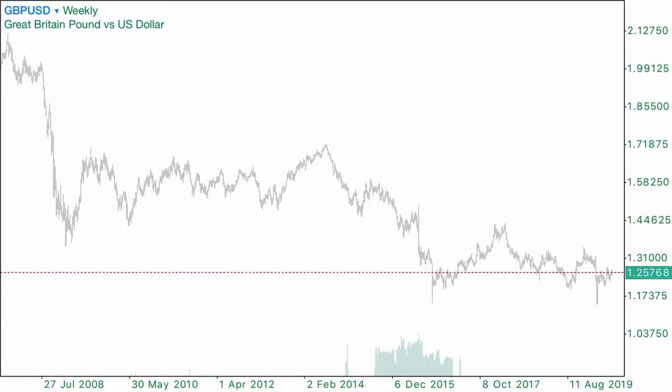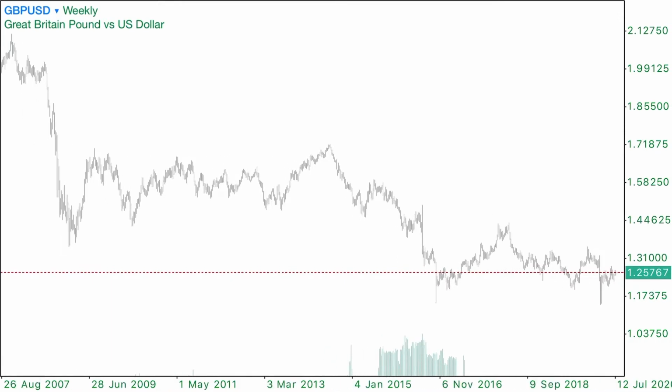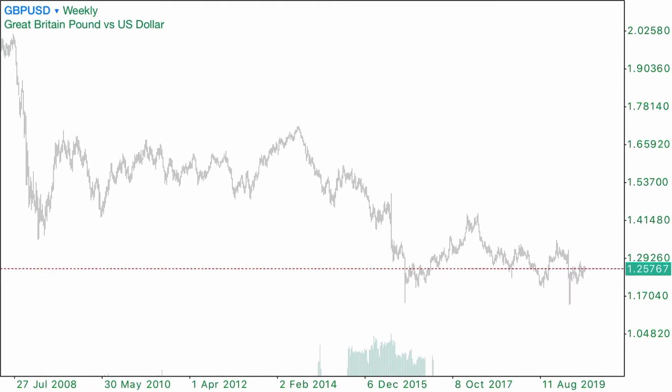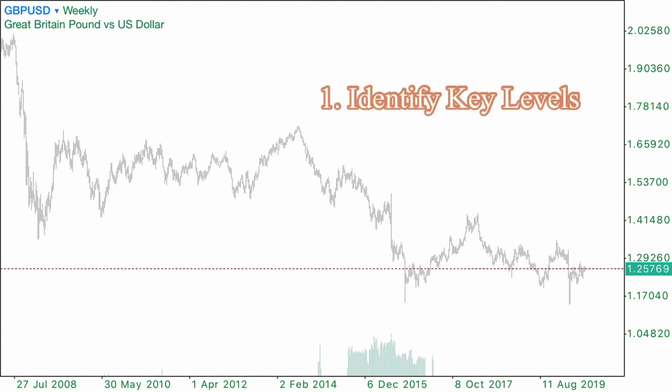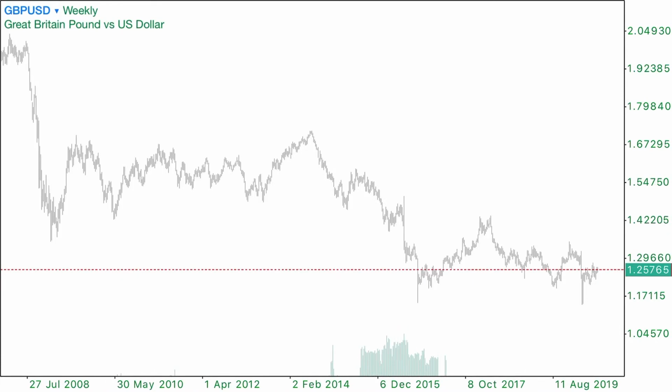So, having said that, the first thing you need to know is when you want to look for trading opportunities, you first identify your key levels. And what are key levels? Key levels are simply support and resistance. I will call support zones the floor. Just take support zones as the floor, and resistance zones as the ceiling.